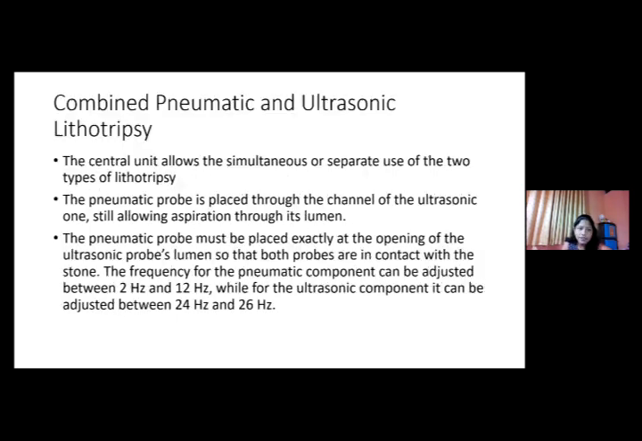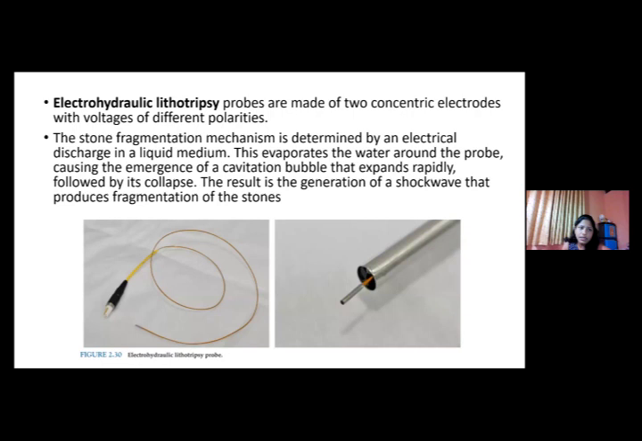Then we have the combined pneumatic and ultrasonic lithotripsy. Through the same central unit, we can use both simultaneously to fragment the stone. Then we have electrohydraulic lithotripsy, which has another mechanism. The energy comes from an electrical charge in the liquid medium. It's like shockwave lithotripsy, ESWL, with the same mechanism. Cavitation bubbles are formed, and that causes shockwaves to fragment the stones.